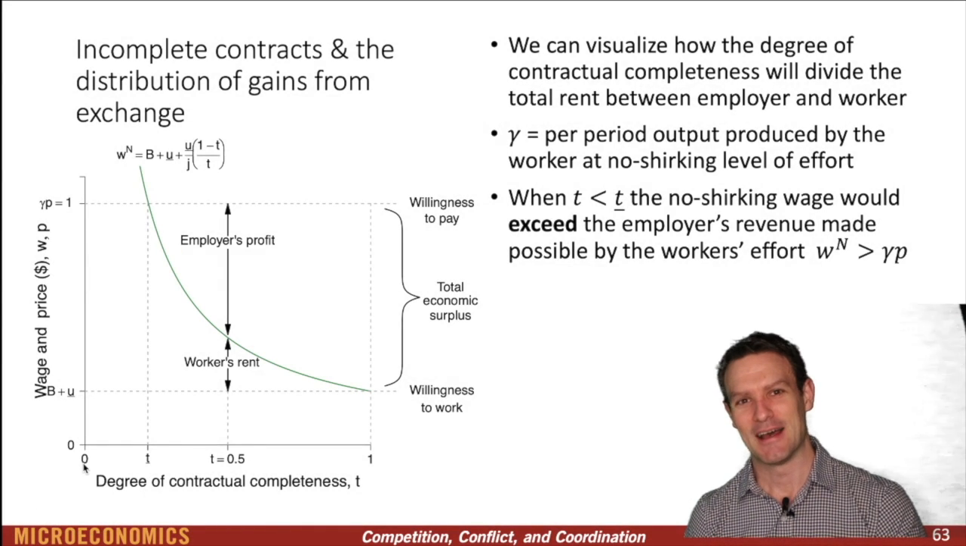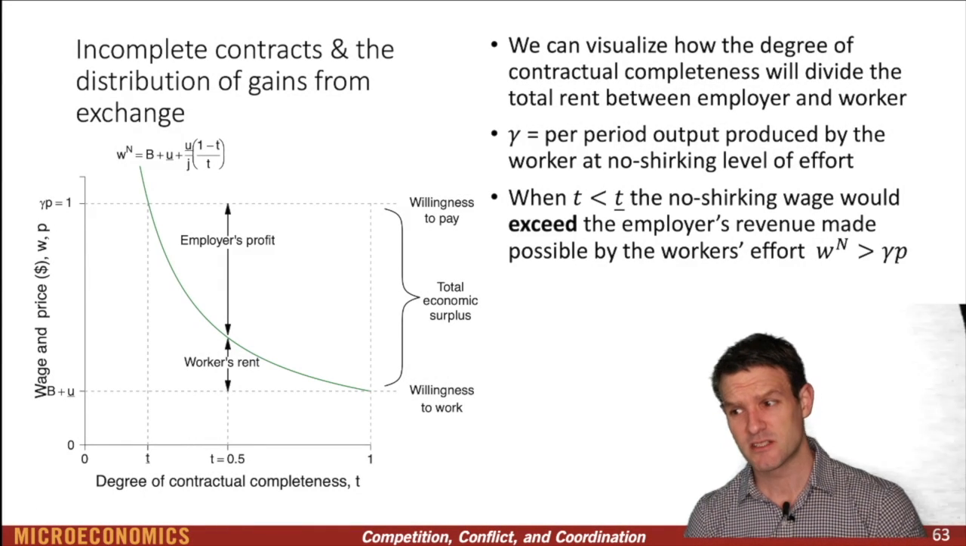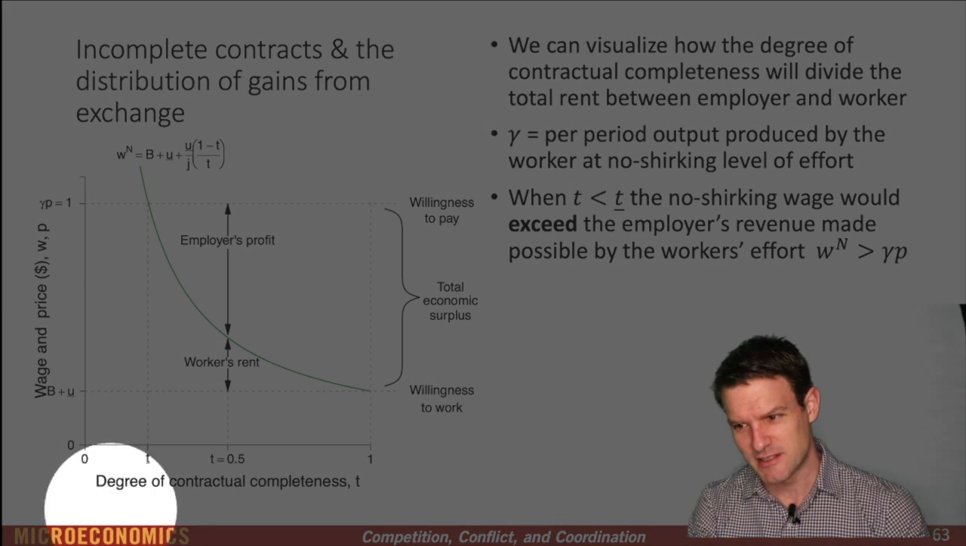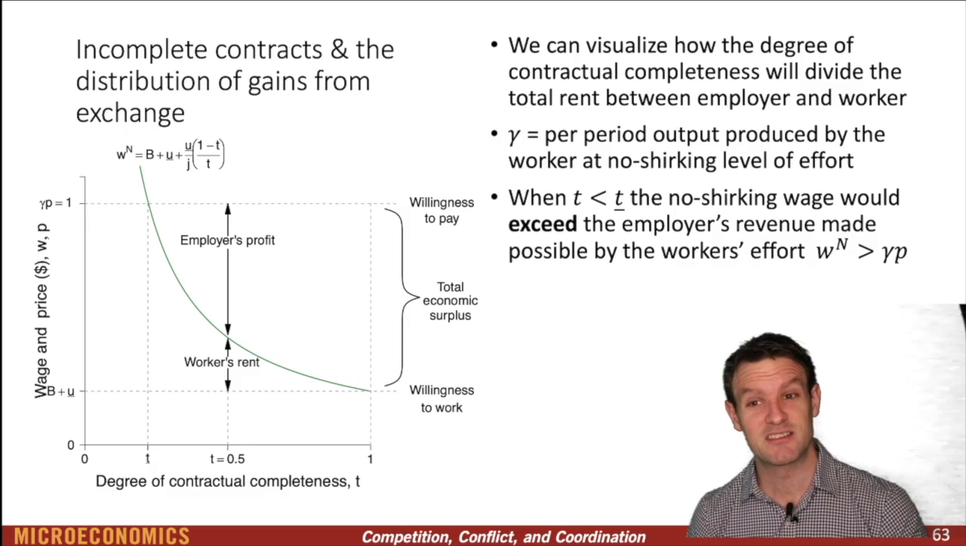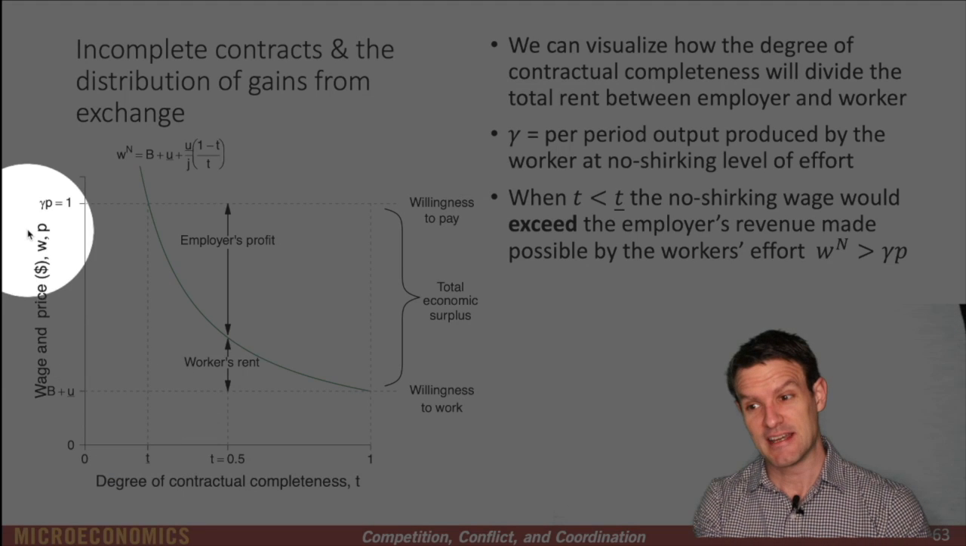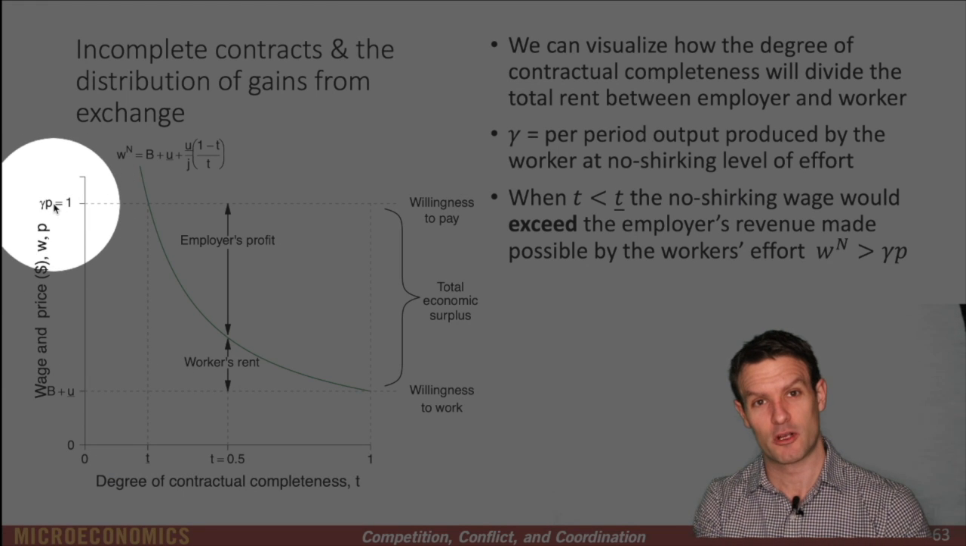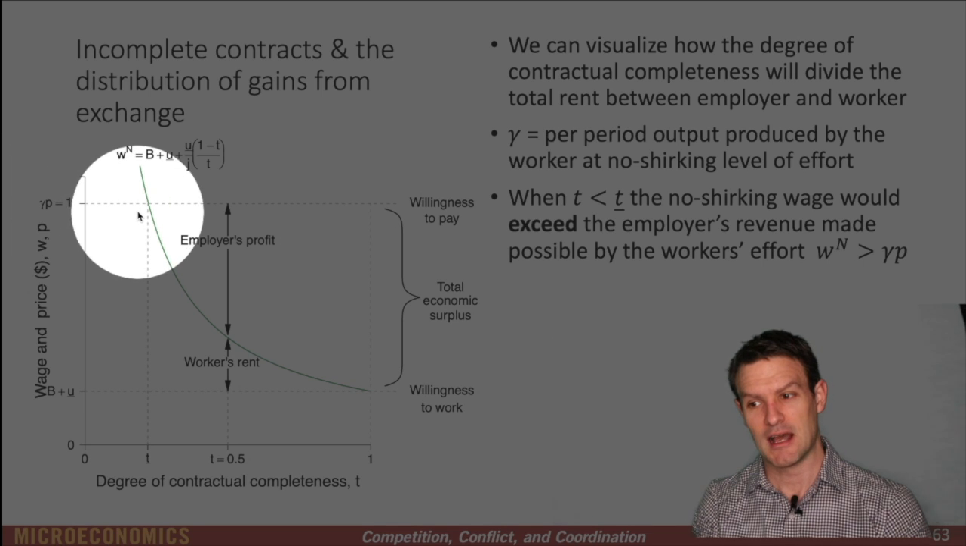Okay, so when thinking about that, when T is less than T bar, that point down there, what are we going to say? The no-shirking wage would exceed the employer's revenue made possible by the worker's effort, w^N greater than gamma times P. So important to think about here, if I can sell the goods based on worker productivity at gamma times P, and that's equal to 1, am I going to employ any workers at a wage which is higher than that.